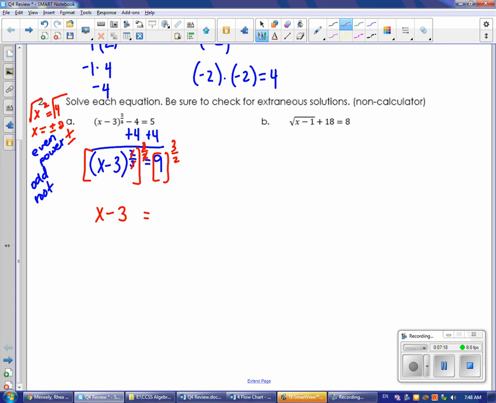When I take 9 and raise it to the 3/2 power, remember, it's easier to take the root first. So think of this as the square root of 9 raised to the 3rd power. Well, the square root of 9 is 3.